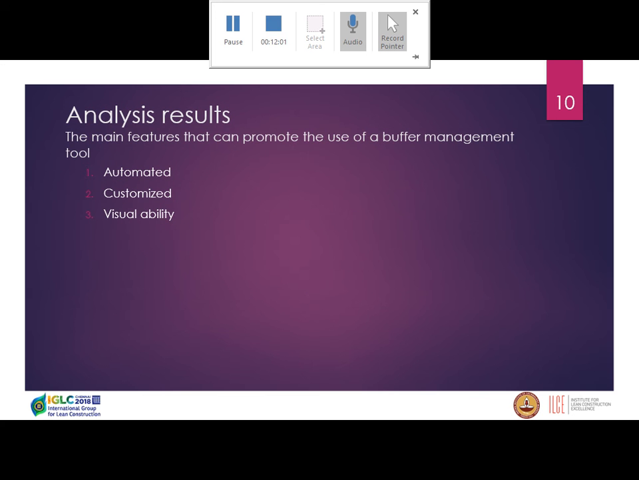And in terms of how to promote the use of a buffer management tool, through our interviews we found that there are three main features which can help. First of all, the tool needs to be automated in terms of data acquisition, data entry, and analysis. Second, people at construction sites prefer a customized tool. Why? Because when we refer them to a general purpose tool, they find it very complex. They want something straightforward. And finally, the tool requires visual ability, because people at construction sites prefer to have graphs instead of data sheets. It makes it easier for them to interpret data.